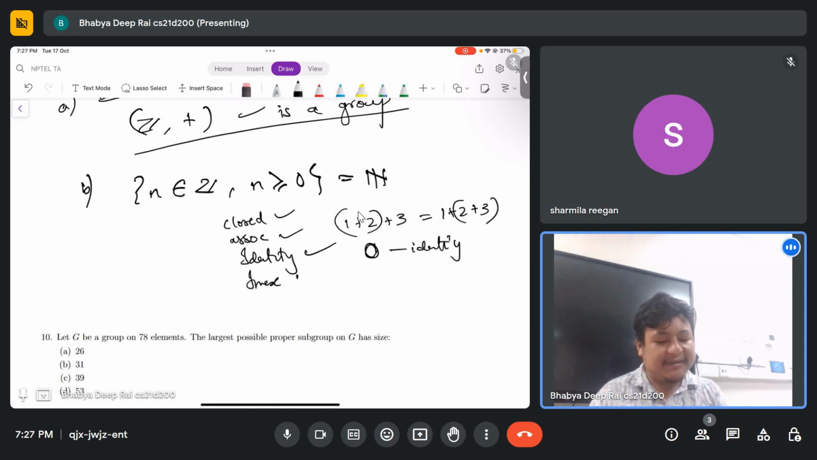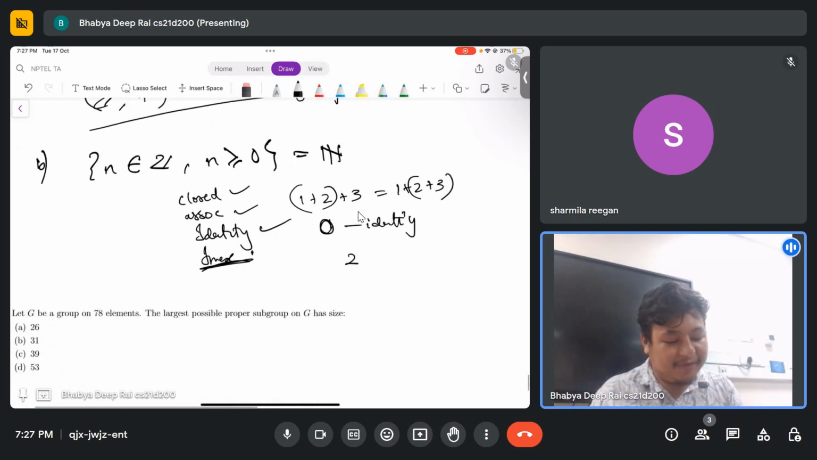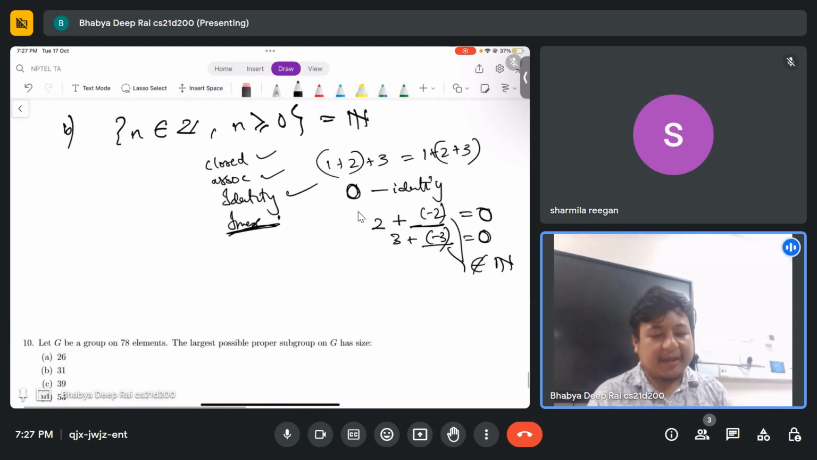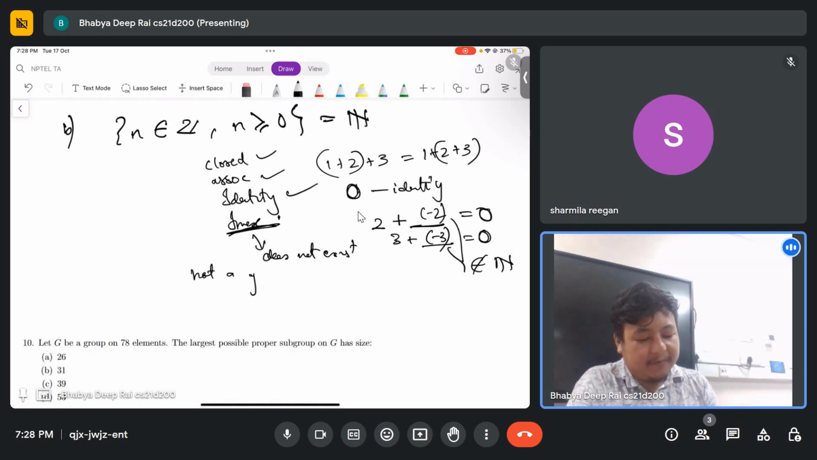Inverse, does it exist? That is the question. Can I add something to 2 to give me 0? Can I add something to 3 to give me 0, always the identity element? If I need to add something to 2 to get 0, I need to put minus 2, and here I need to put minus 3. But these two do not belong to natural numbers, and therefore the inverses that were supposed to be there are not there. So inverse does not exist. This is not a group.